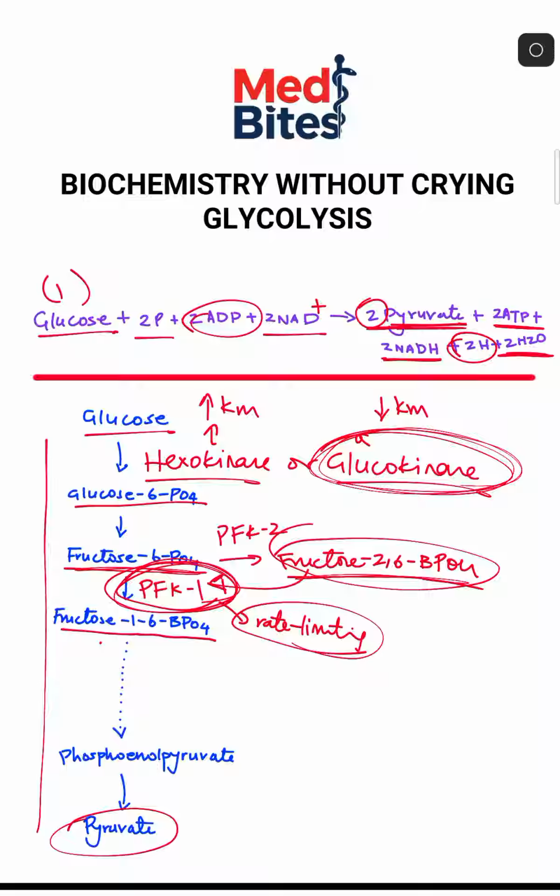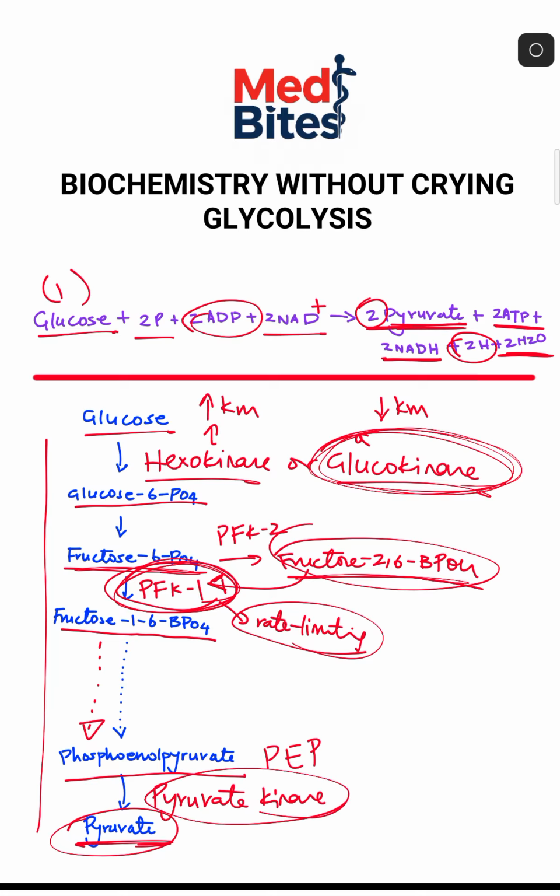Now, we're going to skip several intermediate steps because they are much lower yield. Eventually, glycolysis reaches phosphoenolpyruvate, also known as PEP. PEP is then converted into pyruvate using the enzyme pyruvate kinase. And that's the final major enzyme worth knowing. And now you've covered the 3 most important enzymes in glycolysis.